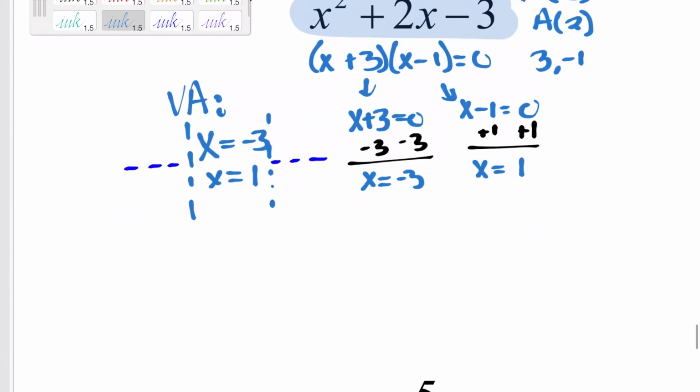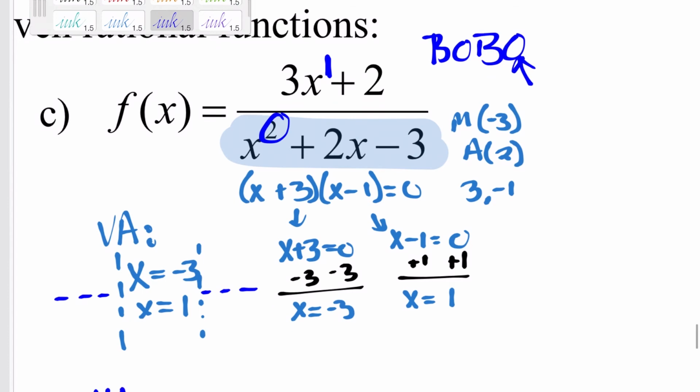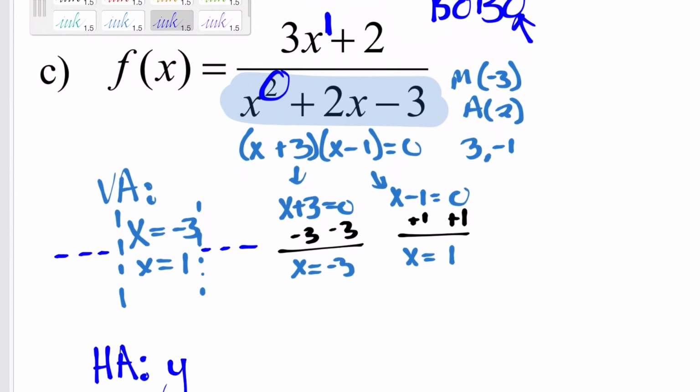I also have to find my horizontal asymptote, speaking of. Again, I'm looking at my exponents. I have a 1 on top and a 2 on bottom. That means my exponent on the bottom is bigger, so bigger on the bottom, which is BOBO. And so that means that my horizontal asymptote is going to be where y is equal to 0.